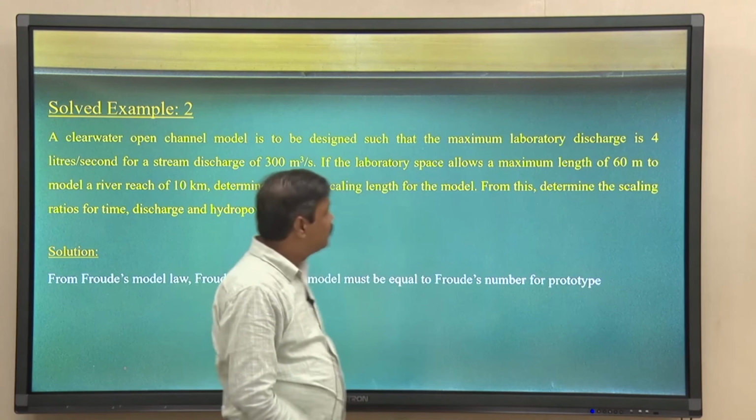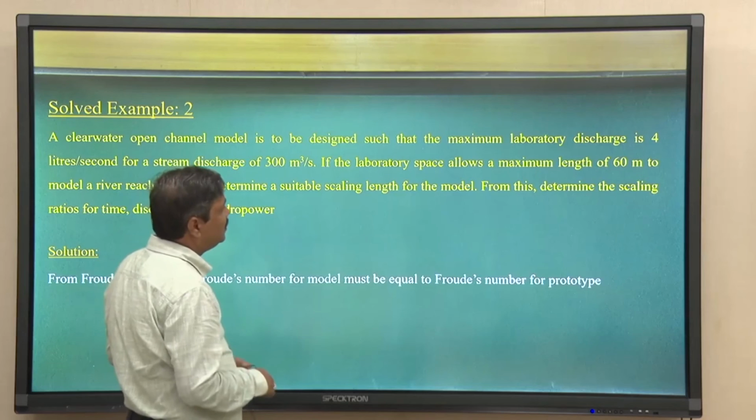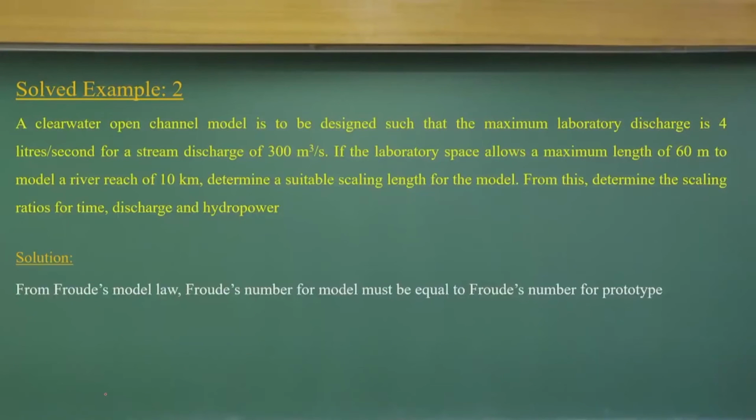The second example is quite interesting: a clear water open channel model. The maximum laboratory discharge is given to us, which is 4 liters per second. The stream discharge is 300 cubic meters per second. The laboratory allows a maximum length of 60 meters to model a river of 10 kilometers. Determine the suitable length scale for the model, and determine the scaling ratios for time, discharge and hydropower.